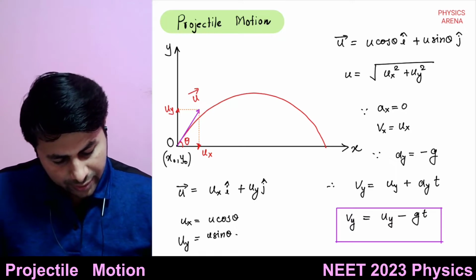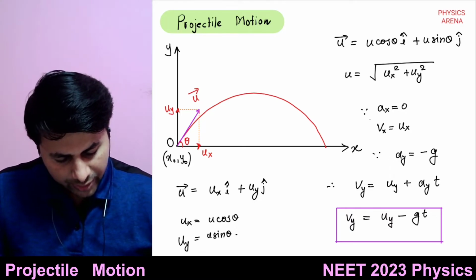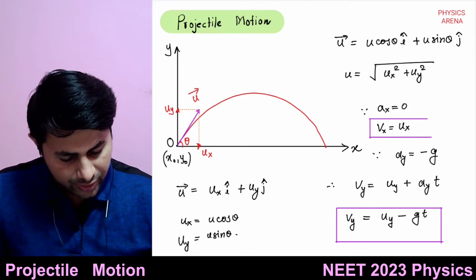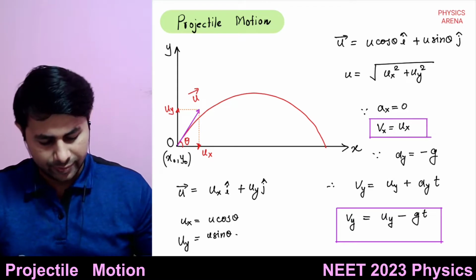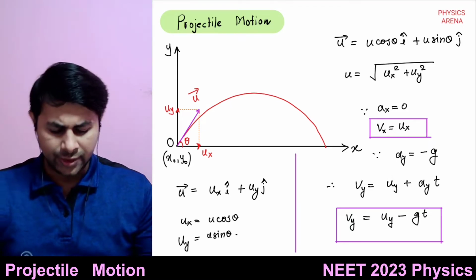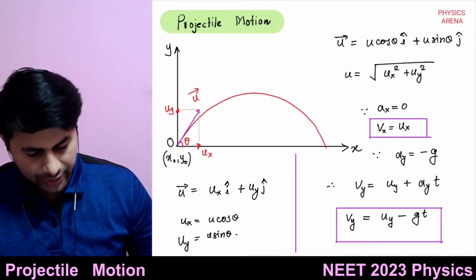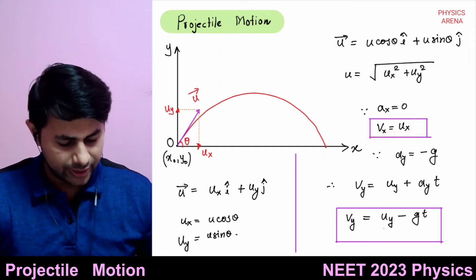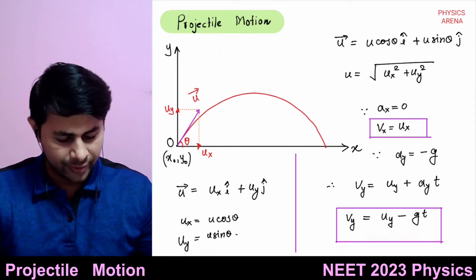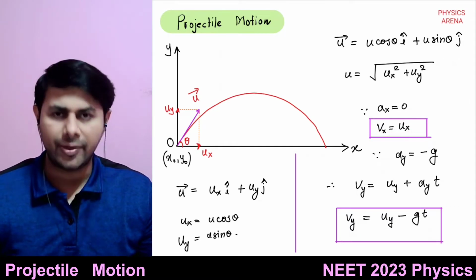And okay, velocity in x direction, vx is equal to ux. Okay, so this is clear till this point. So we found velocity in x direction, which remains constant, and velocity in y direction, which is uy minus gt.